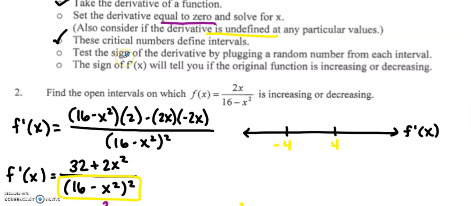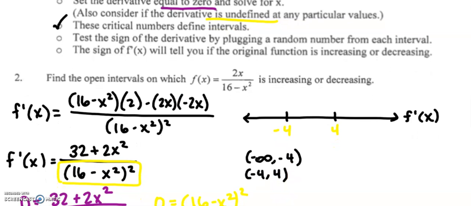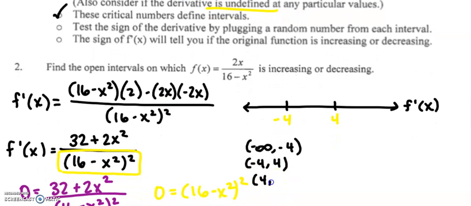And then it says, test the sign of the derivative by plugging in a random number from each interval. Well, let's talk about these intervals. I've created one interval that's negative infinity until negative 4. I've created another interval that's from negative 4 to 4. And then I've created a third interval this time, which is 4 to infinity. So I'm supposed to pick a number from each of these and substitute into my derivative. I'm going to choose negative 5, I'm going to choose 0, and I'm going to choose 5.